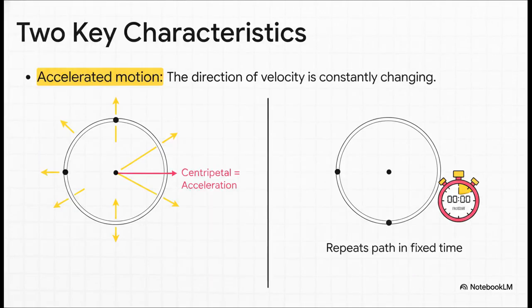Okay, so here are the two big things you've got to remember. First, and this is a big one, an object in circular motion is always accelerating. Yeah, even if its speed is totally constant. You might be asking, how is that possible? Well, it's because its direction is constantly changing. And since velocity includes direction, the velocity is changing, which means acceleration. Second, the motion is periodic. It just means it repeats its path over and over again.